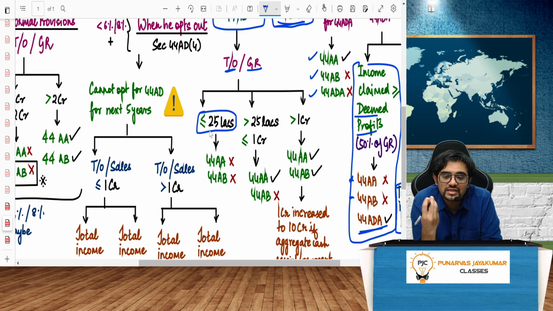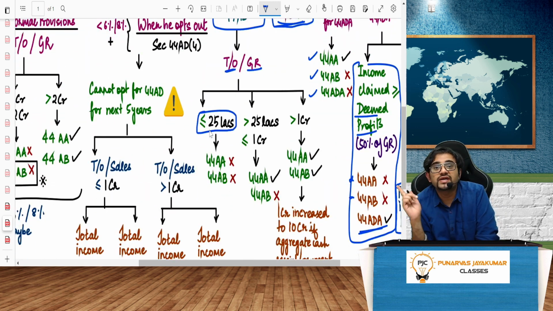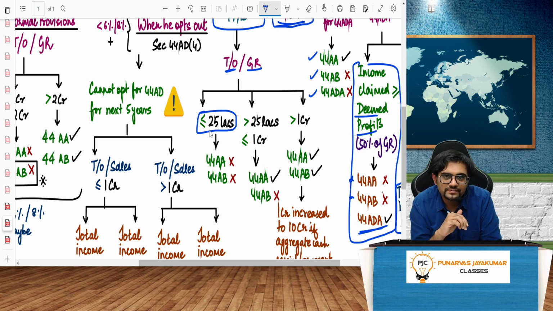Boss, for maintenance of accounts now, unfortunately, right? Total income is one, for people who are doing business, not profession. In profession, it was 1.5 lakhs, no? Gross receipts. Here it is what? 25 lakhs. Income is 1.2 lakhs and turnover is 25 lakhs. So if it is less than or equal to 25 lakhs, my dear friends, 44A also will not come, 44AB also will not come.